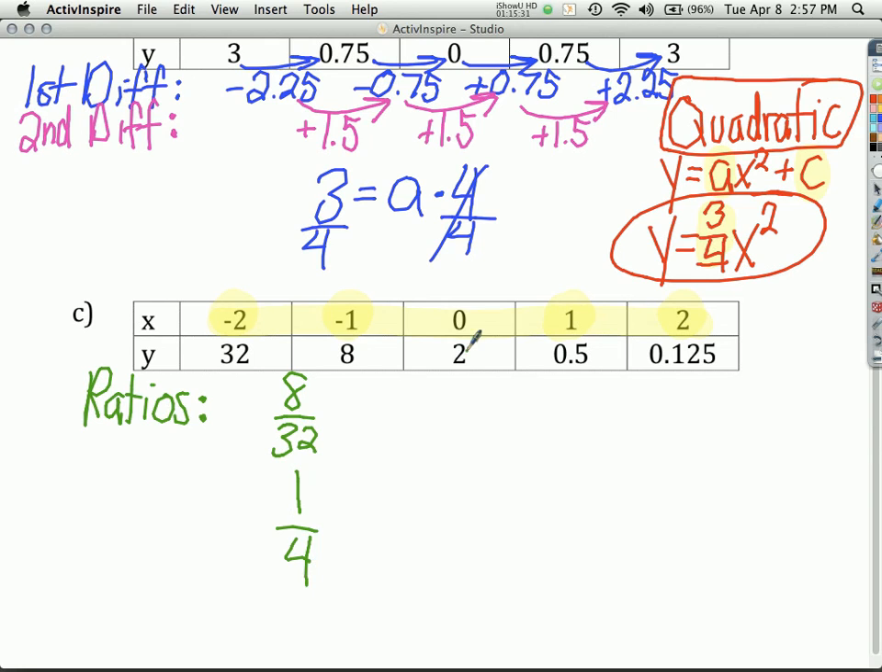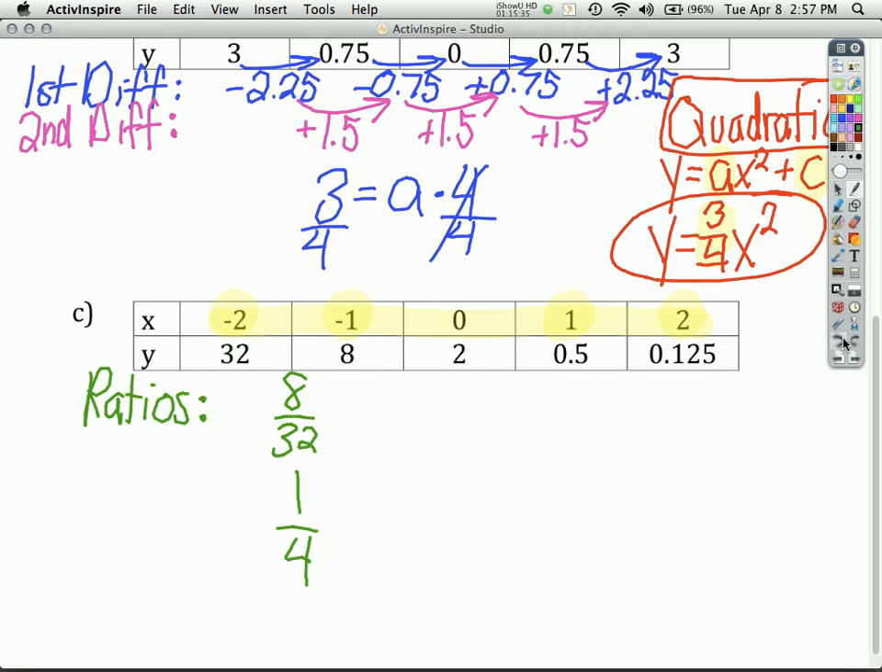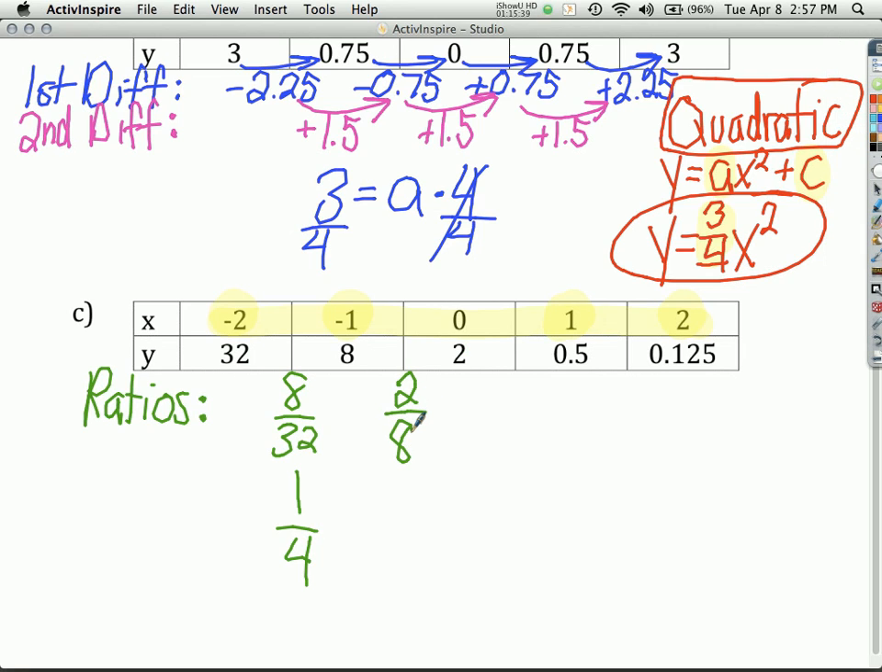Let's do the next one. The 2 over the 8. So 2 over 8, what does that simplify to? Chris? 1/4. So now we're starting to see a trend. Let's see if it continues. 0.5 over 2. What does that come out to when you put it in simplest form? Daniela? Yeah, it comes out to 1/4.